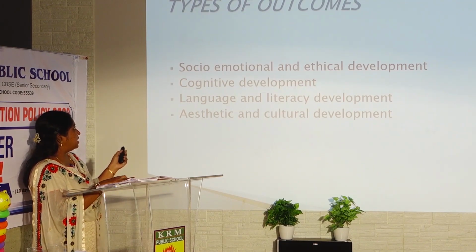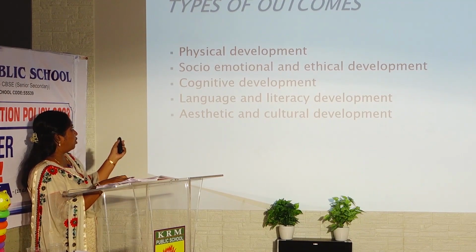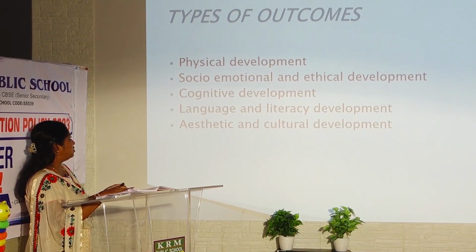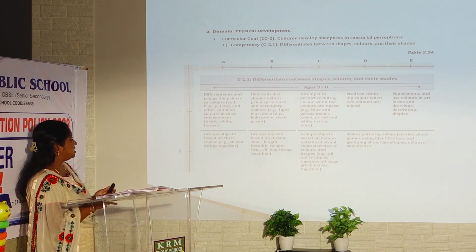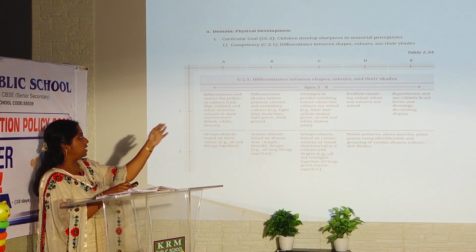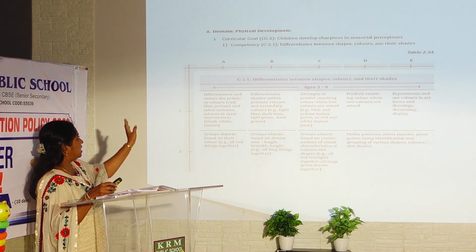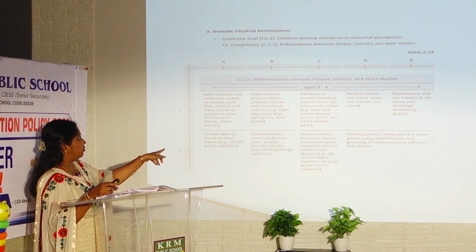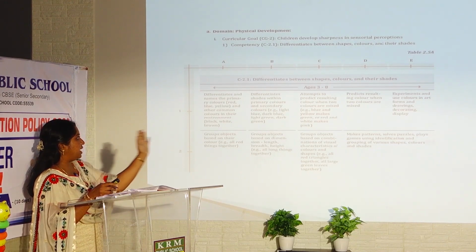Next, as we saw before, the types of outcomes and the domains are physical development, social, emotional, ethical development, cognitive development, language and literacy development, aesthetic and cultural development. Yes, you can see from A to E, it is arranged in progress. The child should first attain the A level, then B level, C level, D level and E level. So it should be in a range.